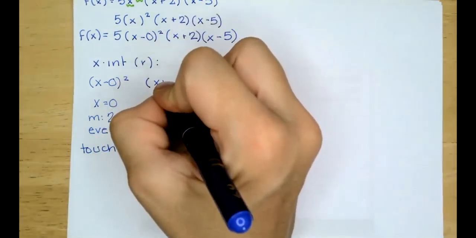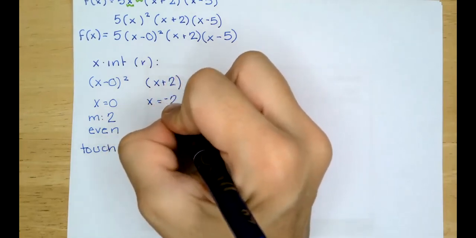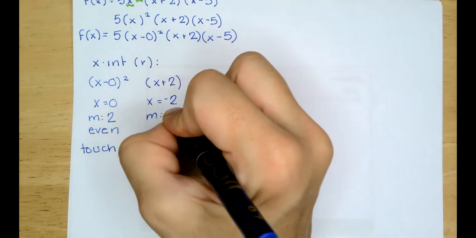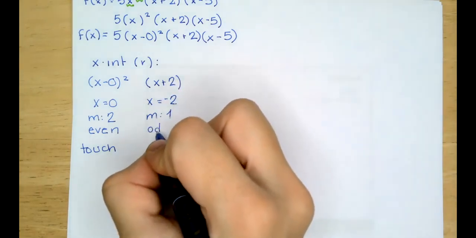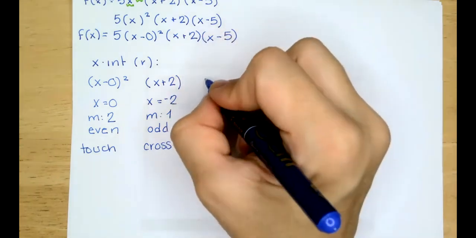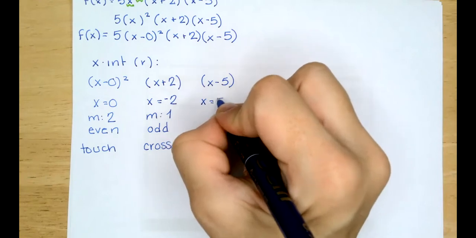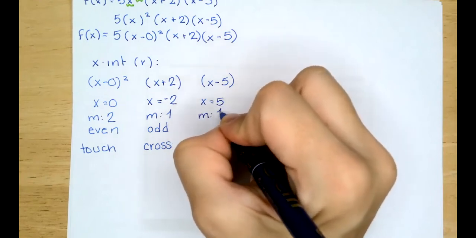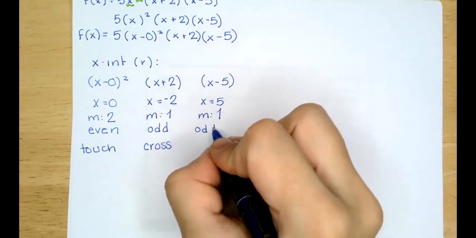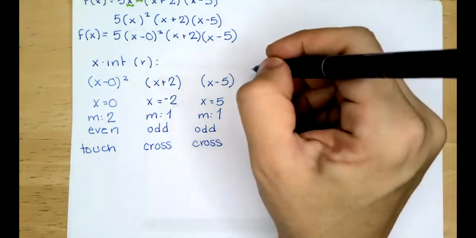Here we have x plus 2. So x will be -2 with a multiplicity of 1. 1 is odd, so it crosses. And we have x minus 5. x will be +5 with a multiplicity of 1, which again crosses because 1 is an odd number.